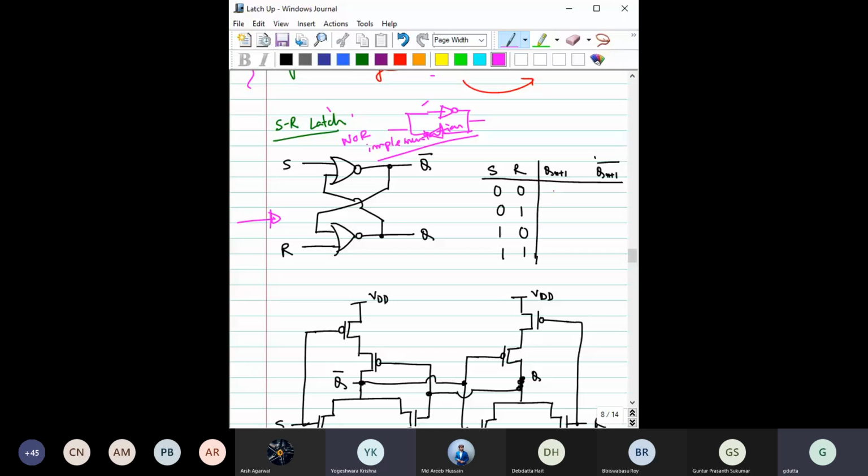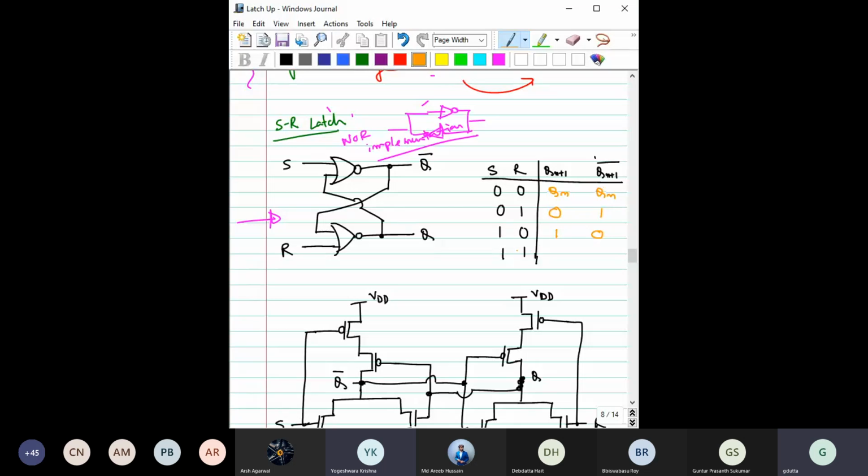What would be the characteristic table, which is basically a modified version of the truth table? When you apply 0, 1, the output would be 0; if this is 0, then this will be 1. When it is 1, 0, the outputs would be 1, 0. When it is 0, 0, it will remember the previous state, so I am writing it as Qn and Qn+1. Qn+1 is the present state, Qn is the previous state.